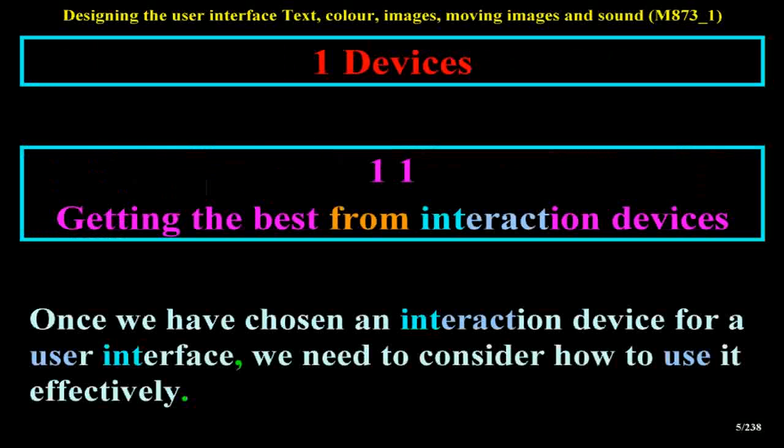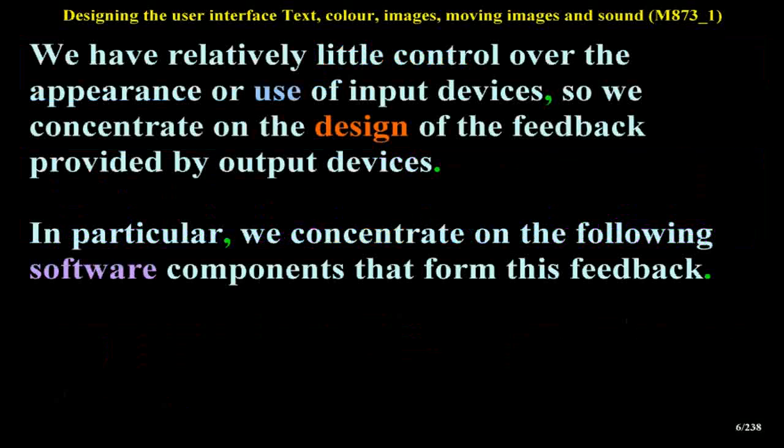1. Interaction devices. 1.1 Getting the best from interaction devices. Once we have chosen an interaction device for a user interface, we need to consider how to use it effectively. We have relatively little control over the appearance or use of input devices, so we concentrate on the design of the feedback provided by output devices. In particular, we concentrate on the following software components that form this feedback.